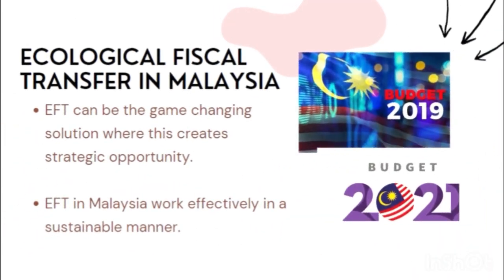We can also see ecological fiscal transfer in Malaysia through Budget 2019 and Budget 2021. EFT can be the game-changing solution, creating a strategic opportunity that provides fundamental conditions to incentivize states to perform their mandates in conservation. Neither can the state achieve the environmental SDGs alone. This demands a shared approach with the right mix of fiscal incentives. EFT in Malaysia also work effectively in a sustainable manner. It has been grounded and institutionalized on strong policy and legal instruments, together with public institutions with cross-cutting mandates and functions, and influential power across different levels of governance in the country.